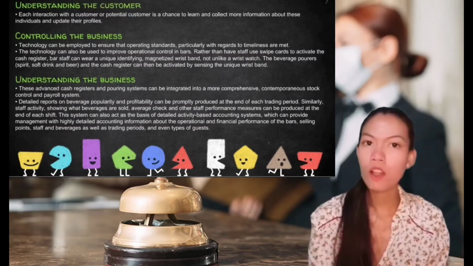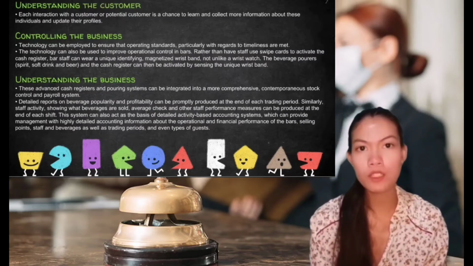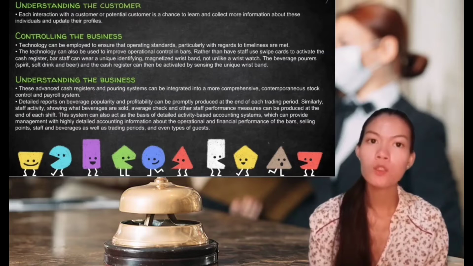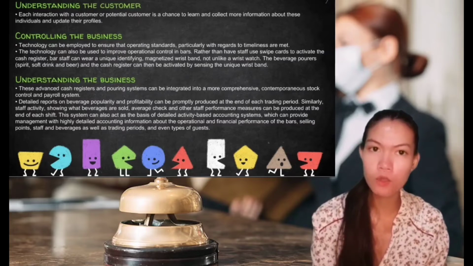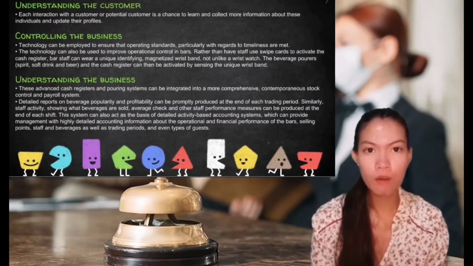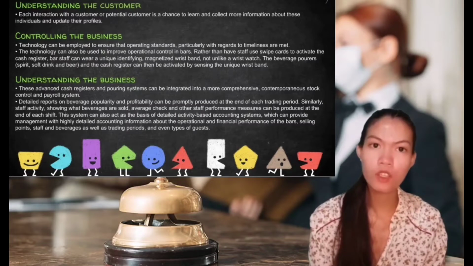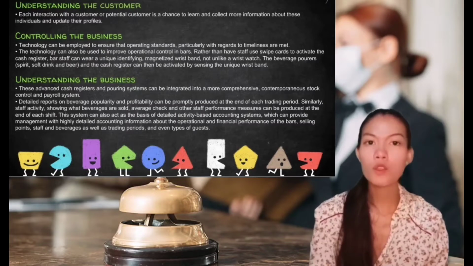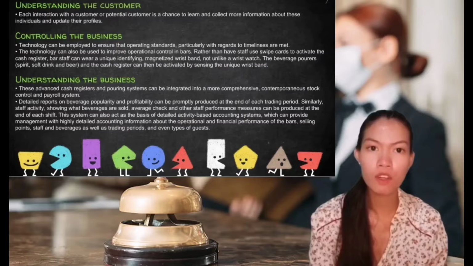Controlling the business. Technology can be employed to ensure that operating standards, particularly with regards to timelines, are met. The hospitality industry operates on strict adherence to operating standards. The technology can be used to ensure or to meet the standards, particularly with regard to time.